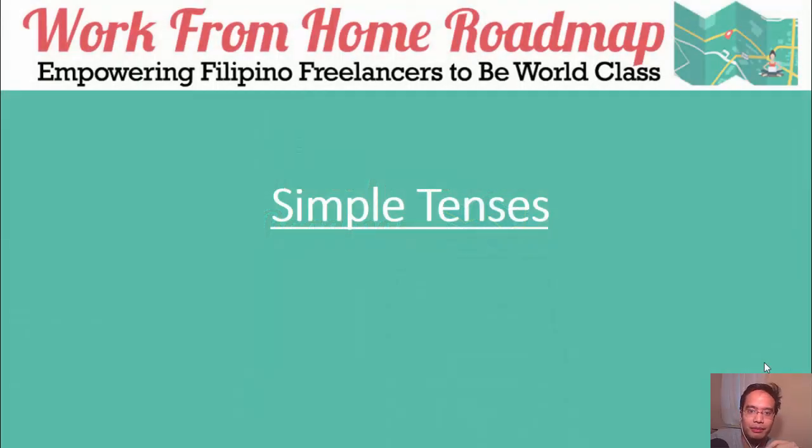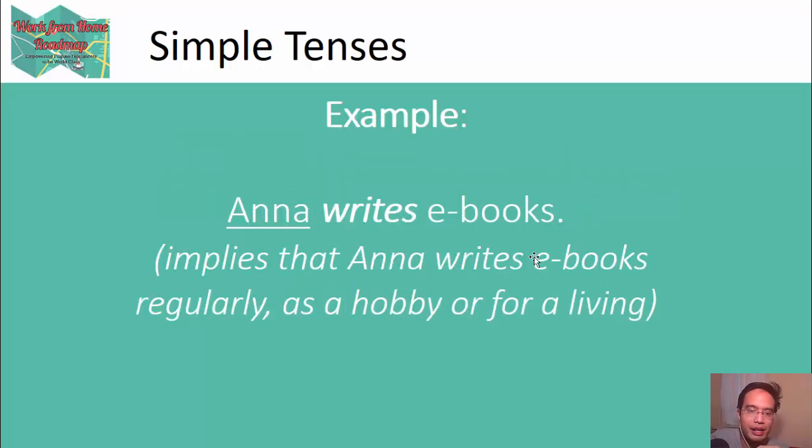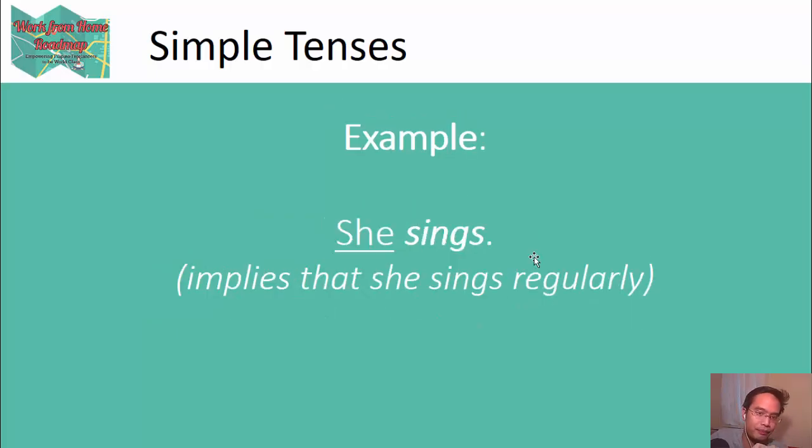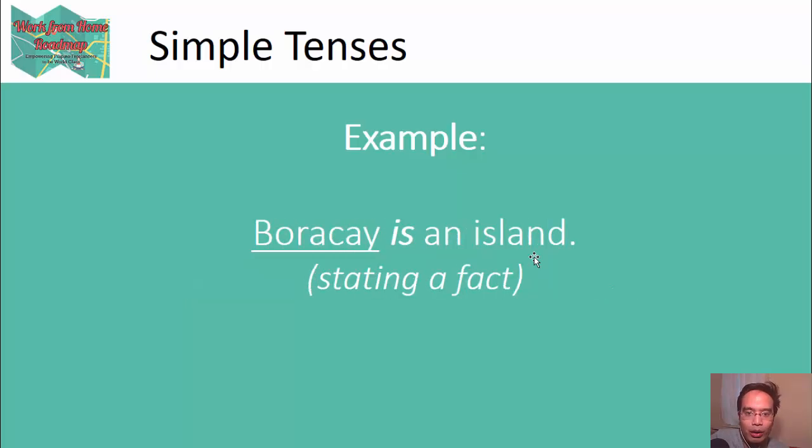Simple tenses. The simple present tense is used when stating a fact or something that happens regularly, as a habit or as a career. For example, Anna writes ebooks. This implies that Anna writes ebooks regularly as a hobby or for a living. Another example, she sings, implies that she sings regularly. Another example, he is 21 years old, stating his age, which is a fact. Boracay is an island, stating a fact.